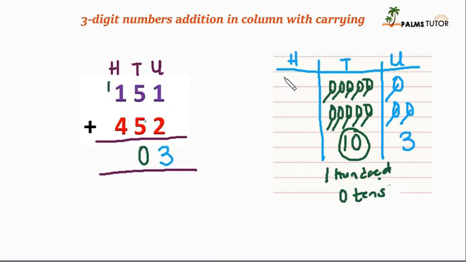So we have 1 already. We count the other numbers. 1, then 4. 1, 2, 3, 4. Count together: 1, 2, 3, 4, 5, 6. 6. 603. 600, 0 tens and 3 units.